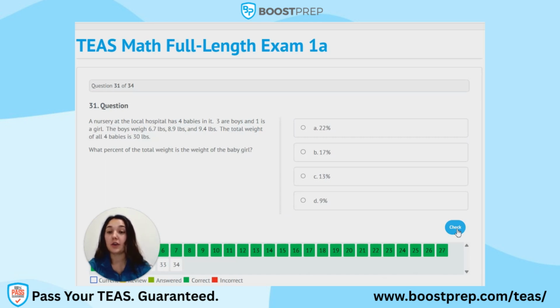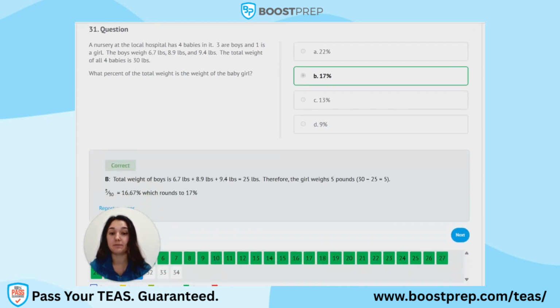Question 31. A nursery at the local hospital has 4 babies in it. 3 are boys and 1 is a girl. The boys weigh 6.7 pounds, 8.9 pounds, and 9.4 pounds. The total weight of all 4 babies is 30 pounds. What percent of the total weight is the weight of the baby girl? A, 22%. B, 17%. C, 13%. D, 9%. The correct answer is B, 17%.